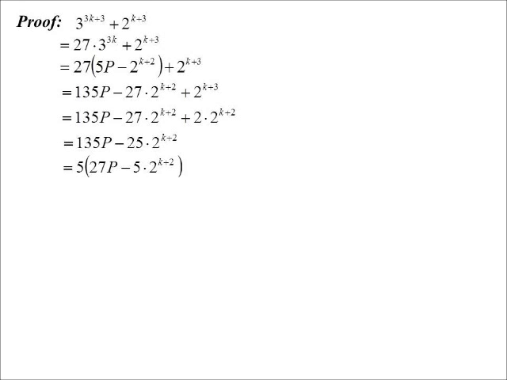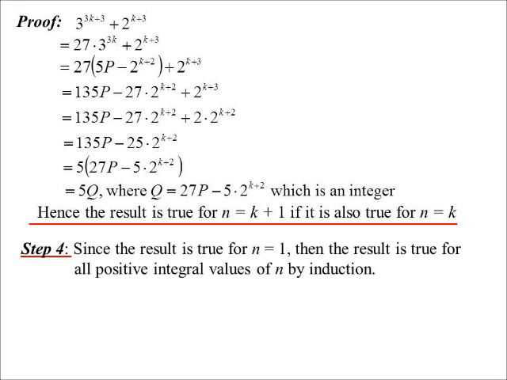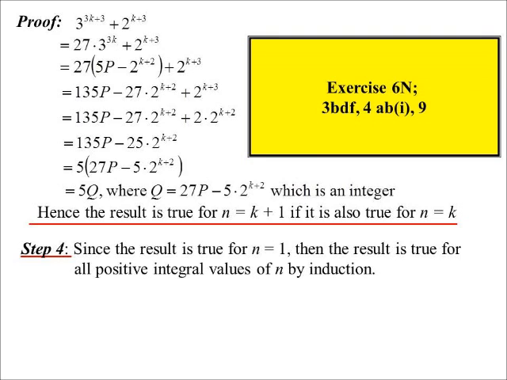It works so long as that is an integer, and again it should be, because we defined everything. K was an integer, so 2 to the power of some integer should be an integer. P was an integer, so yep, that should work. 27p minus 5 times 2 to the power of k plus 2 should be an integer. And then, hence it's true for k plus 1 if it's true for k. And since we tested it for 1, we can now induce that it's true for all of them. So a few more out of the same exercise. Those ones are more on this divisibility idea.